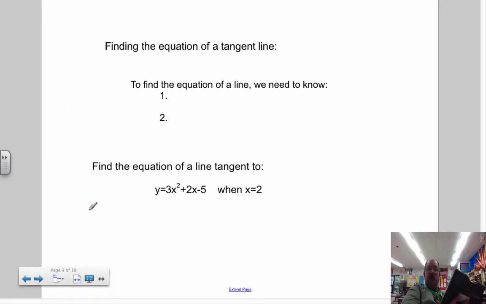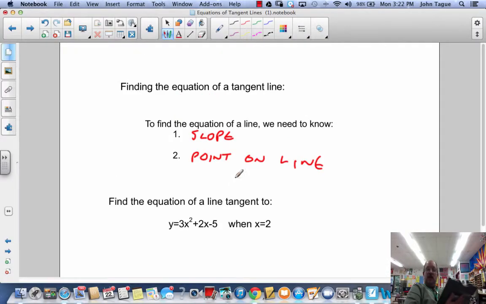So in order to find the equation of a tangent line, well, to find the equation of any line, we need to know the slope. We need to know a point on the line. So we need to find a slope, and we need to find a point on the line. So we can write our equation in point-slope form.